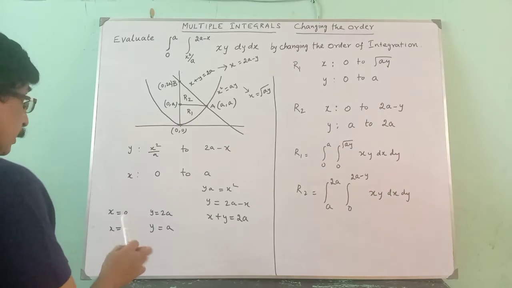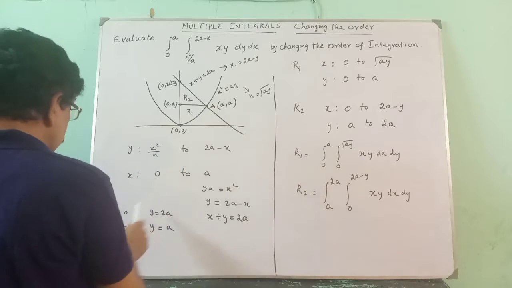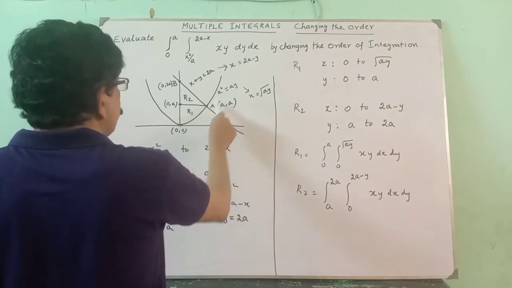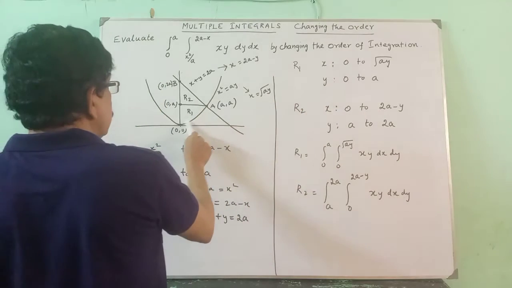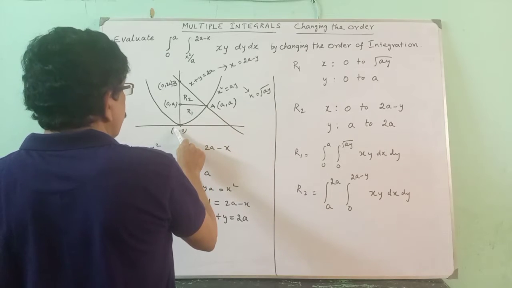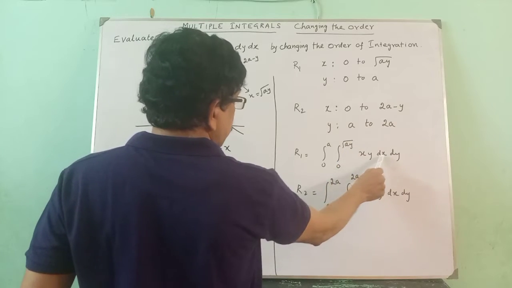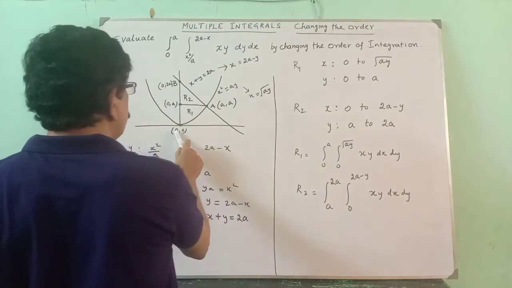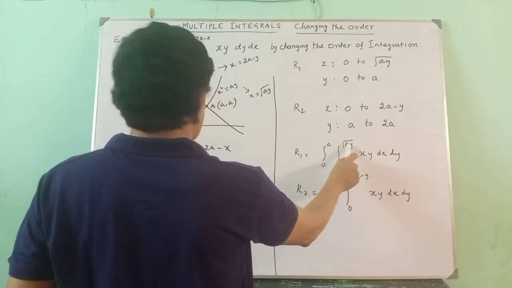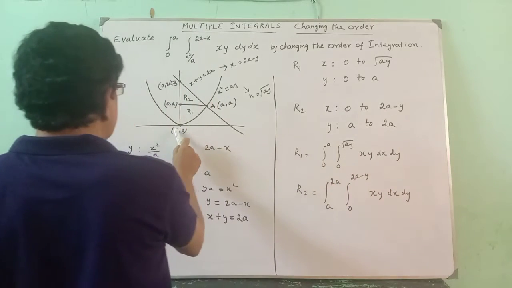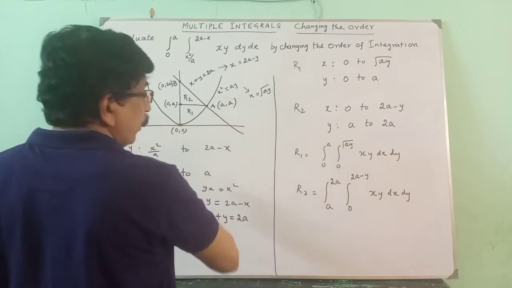Now the limits change. The new limits are, for the first region, x limit 0 to root ay, which is the parabola equation. The y limit is 0 to a.